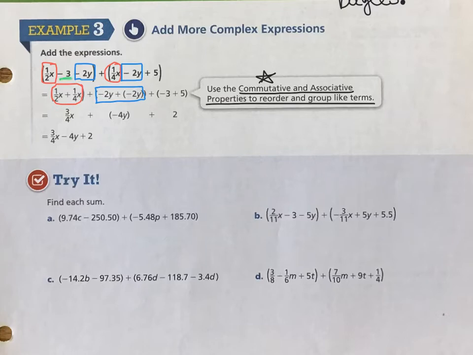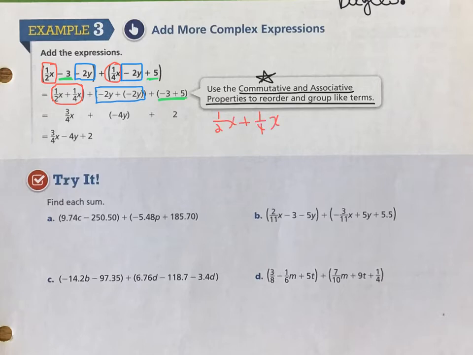We have negative 3 plus 5. And those two terms are in the last part of that expression. Now we're going to combine those like terms and put the pieces back together in one final expression. So the first thing that we have to do is add 1/2 x plus 1/4 x.